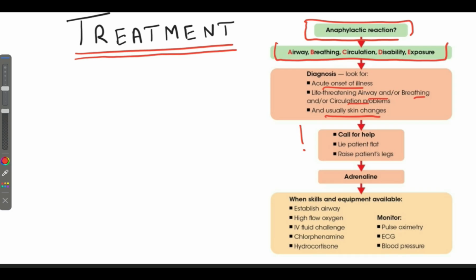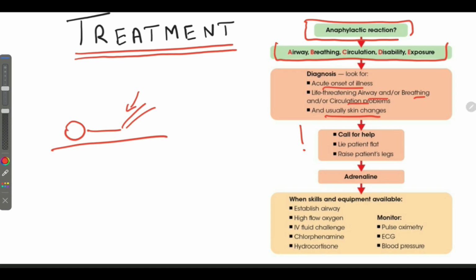Then you lie the patient flat and raise the patient's legs. Why do you do this? Because when the patient is lying flat with his legs raised, all the blood will go towards the heart, and that will help to offset some of the hypotension, some of the shock symptoms that are happening. Okay, so that is an important step of this treatment.